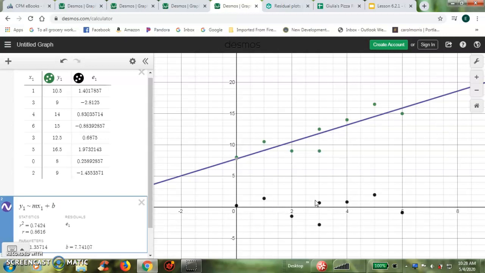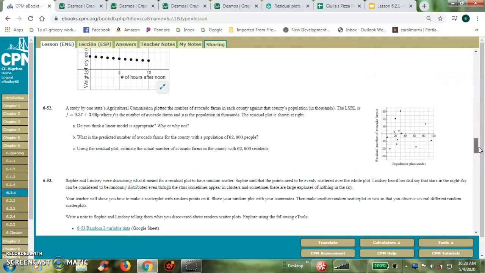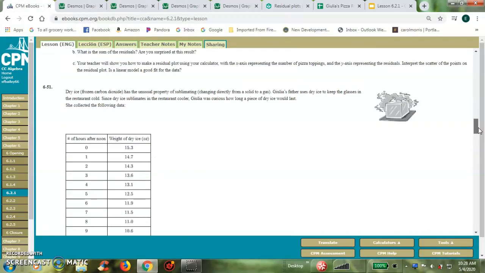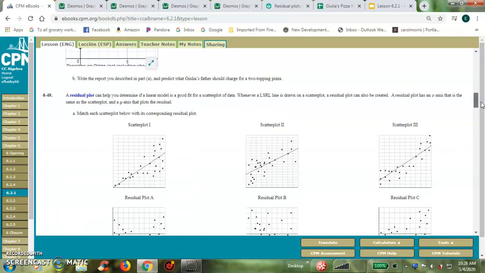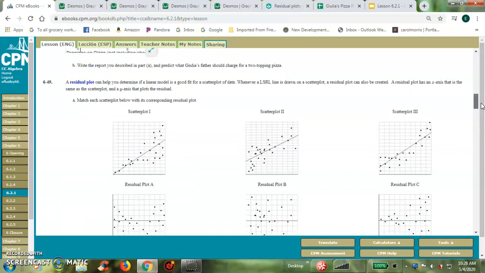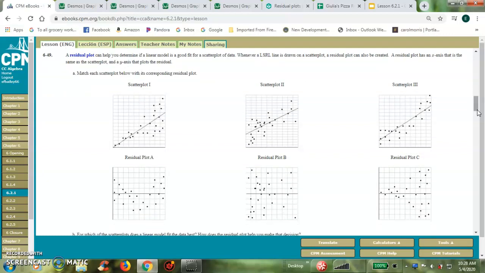Right? So you can basically see what happens. Here's your residual plot. All right, so what I want to do is go back up to the problems, and what I'd like us to do is use what we just discussed to do number 649.